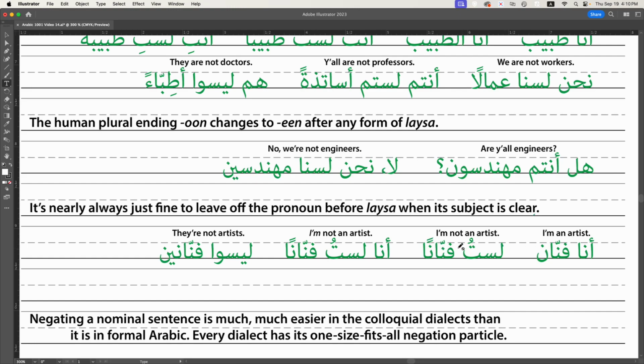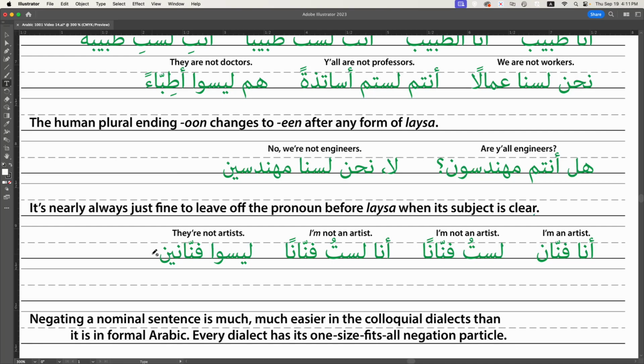And again, because it's indefinite, I have to add tanween al-fath. Because I've added tanween al-fath and the word does not end with ta marbuta or hamza, I have to add an extra unpronounced alif. Lestu fananan. I am not an artist. If I add the pronoun inside a context where it's clear, what that has the effect of doing is emphasizing this particular subject. So if I say ana lestu fananan, what I'm saying is I'm not an artist, but somebody else probably is. And then leisu, they are not, and then fananun becomes fananin, so they are not artists.